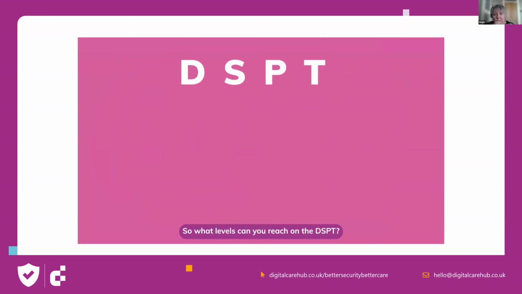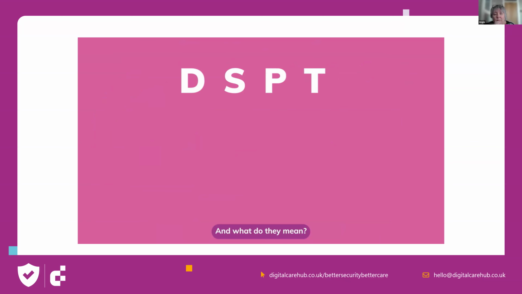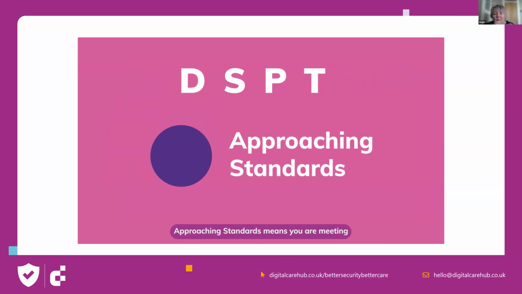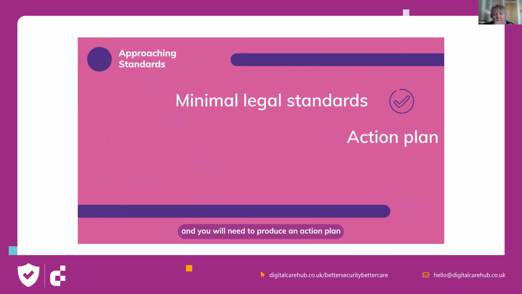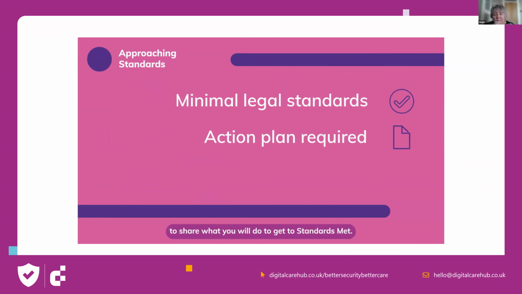So what levels can you reach on the DSPT, and what do they mean? There are currently 3 levels on the DSPT. Approaching standards means you are meeting minimum legal standards. It's a temporary stepping stone to the next level, and you will need to produce an action plan to show what you will do to get to standards met. Approaching standards also enables you to get NHSmail, an accredited secure email system which helps you to share confidential information with local authority, NHS and other colleagues.